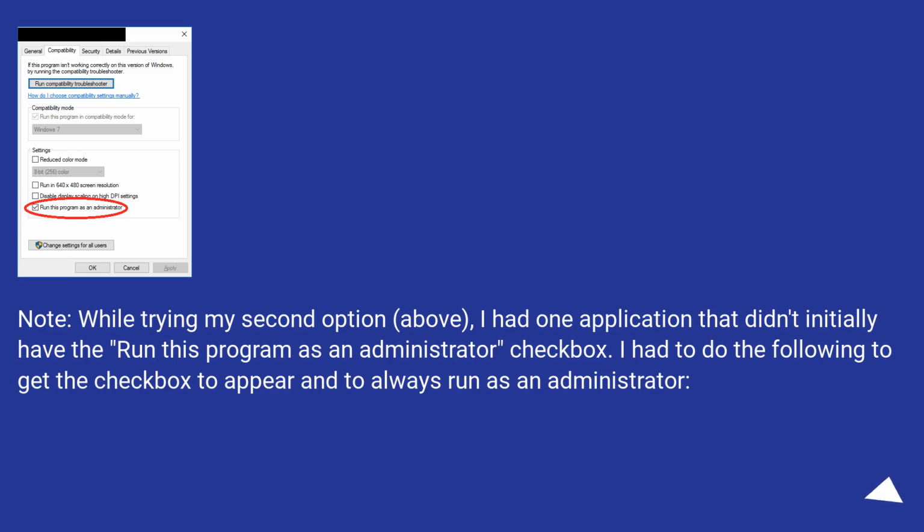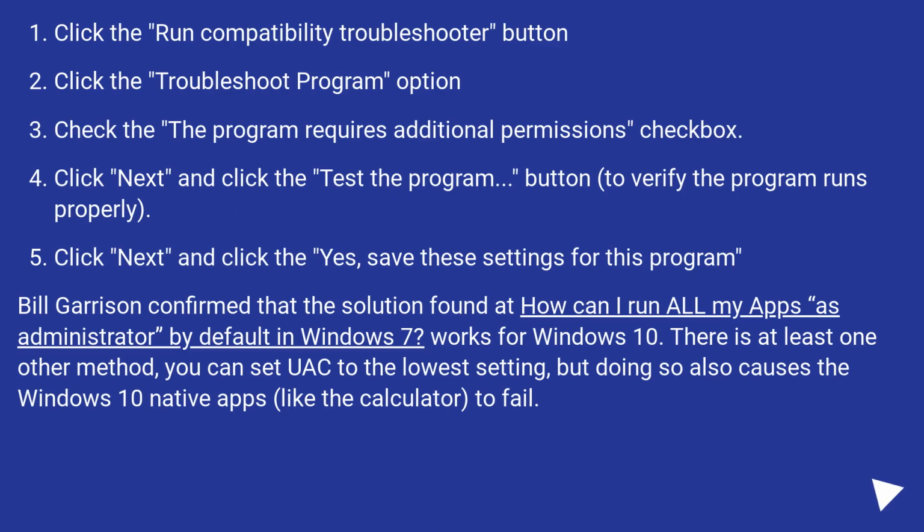Note, while trying my second option, above, I had one application that didn't initially have the Run this program as an administrator checkbox. I had to do the following to get the checkbox to appear and to always run as an administrator. Click the Run Compatibility Troubleshooter button. Click the Troubleshoot Program option. Check that the program requires additional permissions checkbox. Click Next and click the Test the Program button to verify the program runs properly. Click Next and click the Yes, save these settings for this program.